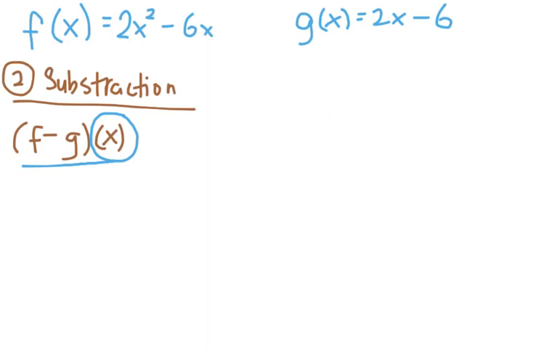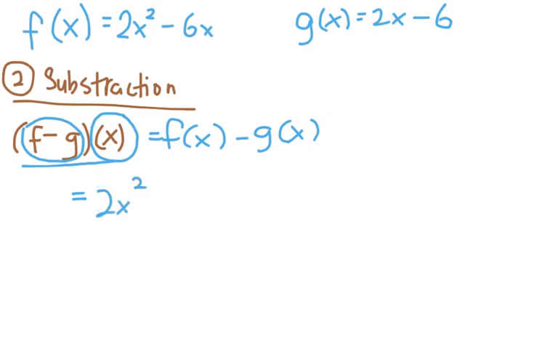So again, if you see f minus g here, it means that you want to have function f minus function g. Alright? Okay, so the same thing, you need to substitute the functions into the operation. First, function f is 2x squared minus 6x. So 2x squared minus 6x, and then you have minus.